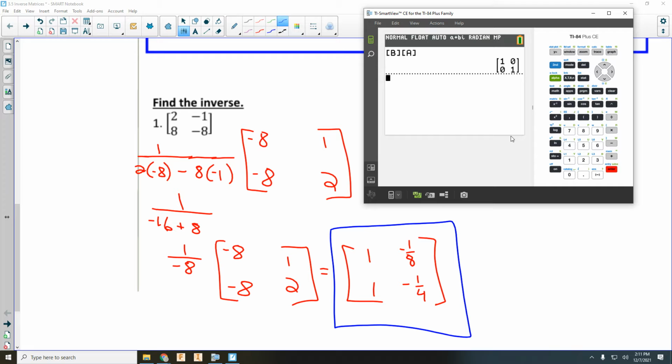Okay, so this is what happens. A, B, C, D are the 4 elements of matrix A. To get the inverse, A and D switch places, B and C flip signs, and then you multiply it by 1 over AD minus BC. So we just followed that formula.